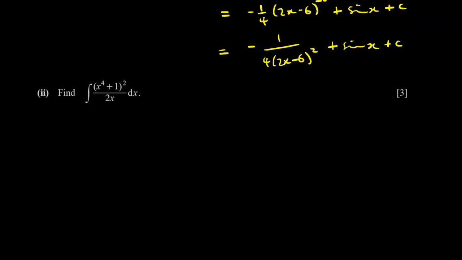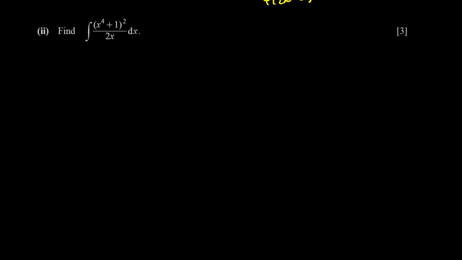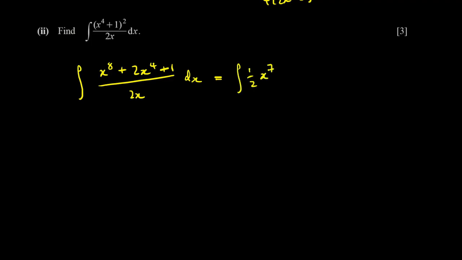Second one here, well, probably the easiest thing to do with this is to expand the bracket at the top. So we're going to be integrating x to the power of 8 plus 2x to the power of 4 plus 1, all divided through by 2x dx. So now I have to divide each of these terms through by 2x. So x to the power of 8 divided by 2x is going to be a half x to the power of 7. 2x to the power of 4 divided by 2x is x to the power of 3 plus a half x to the power of negative 1, right?